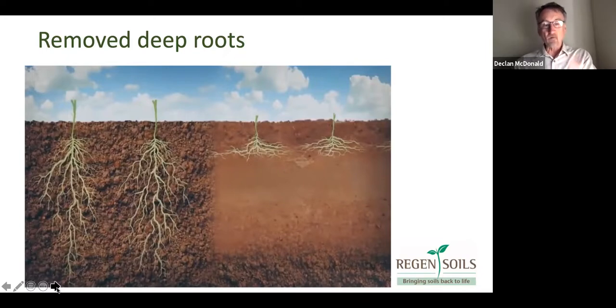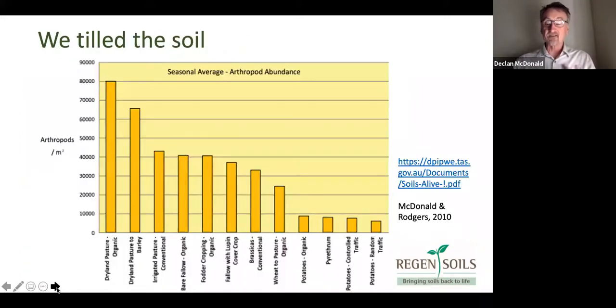And when we cleared the vegetation way back when, and the vegetation could have been trees, it could have just been deep-rooted perennial grasses, and we replaced them with shallow-rooted grasses growing for less than half a year, there's an awful lot of soil below the root zone that stopped getting conditioned. And when that stops getting conditioned, it stops working.